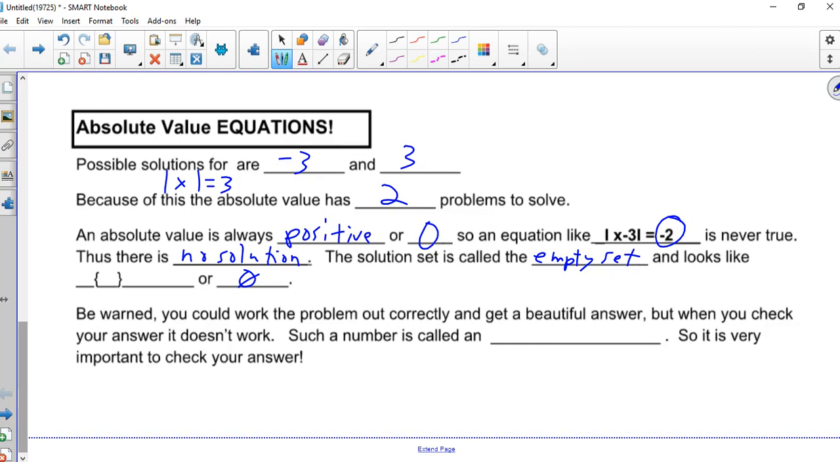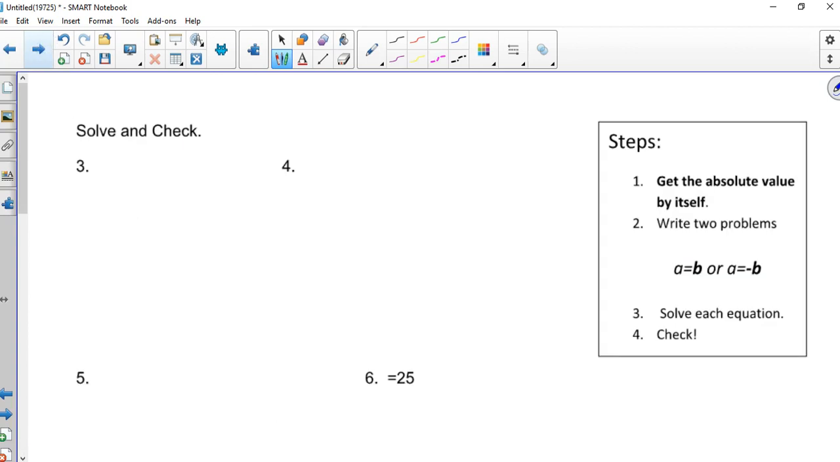So be warned, you could work out the problem correctly and get a beautiful answer, but when you check your answer, it doesn't work. Such a number is called an extraneous solution. So you do all that work, and you get a nice number, but it ends up being a false statement. So you always want to check your answers.